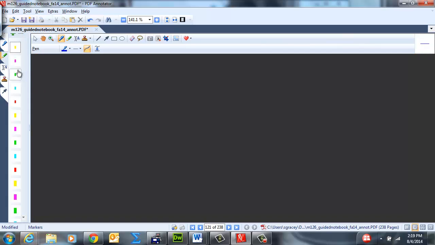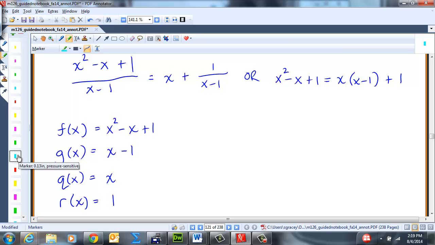We'll highlight these things. So we have our f of x and g of x, which were the originals. The quotient q of x was x. So here it's in either one of these formats. And then the remainder r of x was 1.